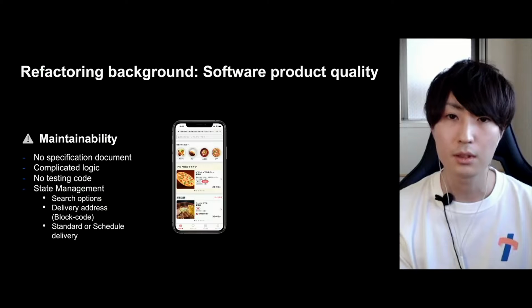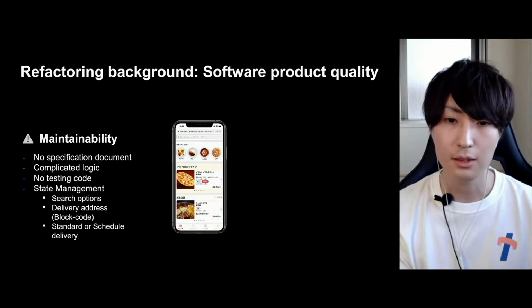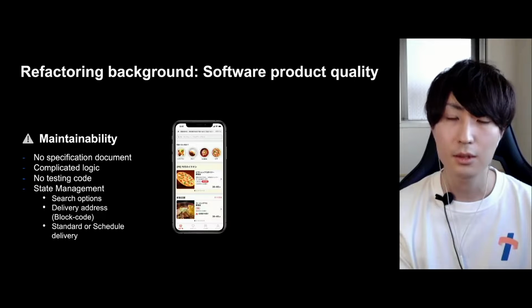Many functions exist in the shop list screen. For example, the shop list is retrieved and updated by various parameters such as shop filters, delivery address information, and same day or next day delivery settings. There were many other features, but due to the lack of development resources, all the logic was implemented in an unorganized manner, and we didn't have a particularly cohesive specification document.